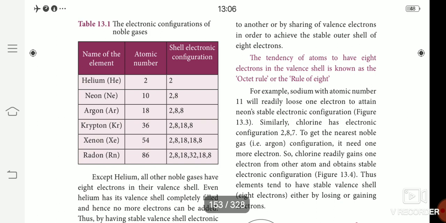In the last shell there are 7 electrons, so the valence electron is 1 short. By gaining 1 electron, the last shell is completed with 8 electrons. So chlorine attains the stable electronic configuration of argon.